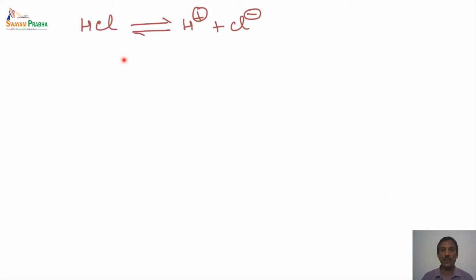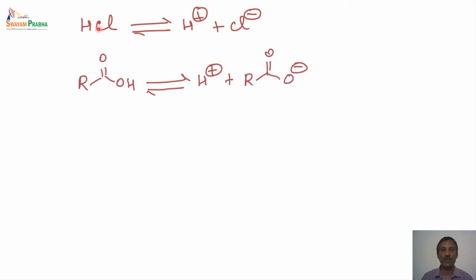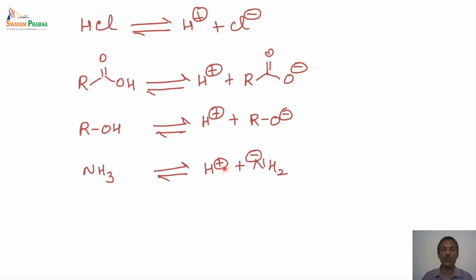Now we will see why there is a difference in reactivity for the various groups. HCl can dissociate into H plus and Cl minus. Acid can dissociate into H plus and RCOO minus. Alcohol can dissociate into H plus and RO minus. Ammonia can dissociate into H plus and NH2 minus. So between all these reactions, this is much more facile reaction.